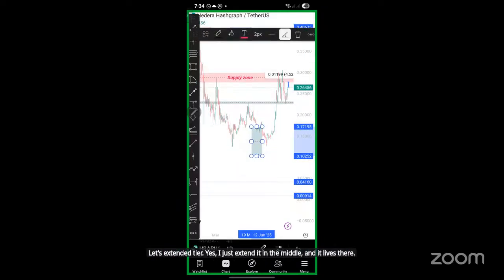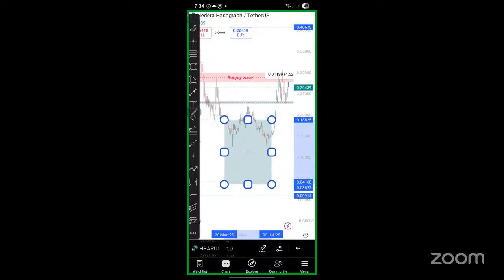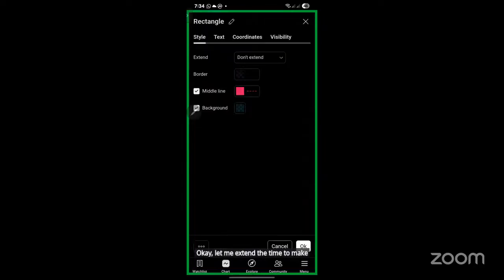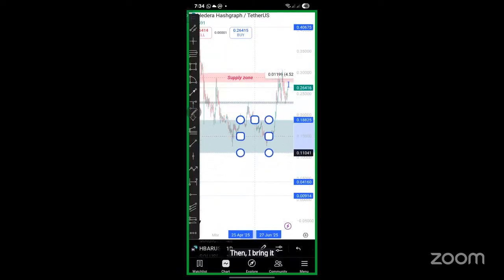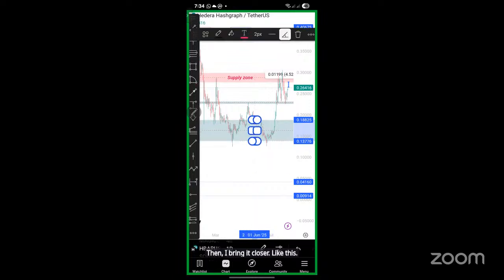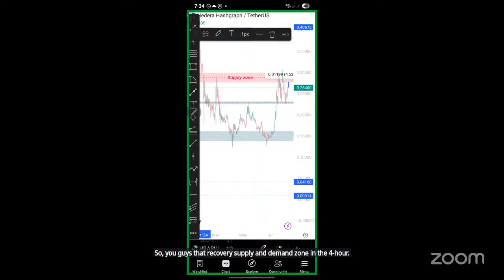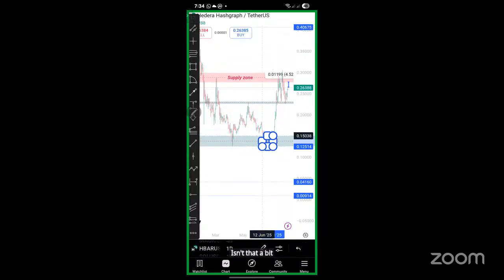Size it up, and let me extend it to the right and the left and see whether it will make it clear. Then I bring it closer, like this. So you can start to have a supply and demand zone in the 4 hour, and within the demand zone in the 4 hour, this is where we have formed the double bottom.